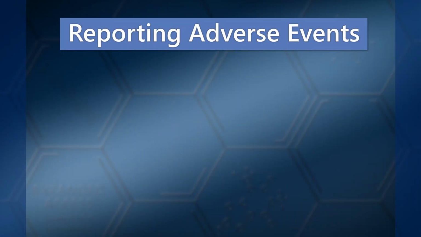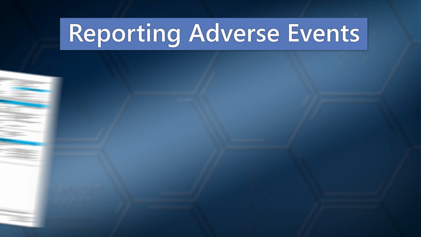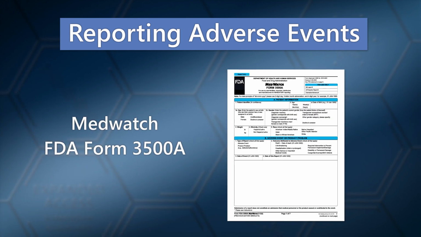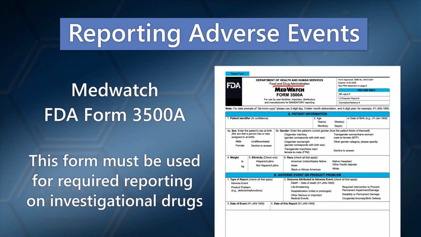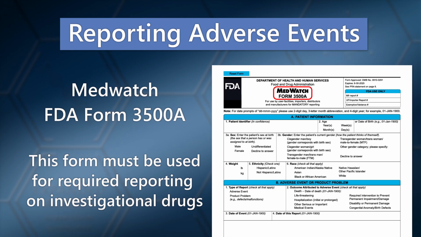So how do you report adverse events? The primary tool for this is the MedWatch form, FDA Form 3500A. Your IRB and the drug manufacturer may have their own versions of this form. For expanded access cases, make sure you use Form 3500A. This form is specifically for the required reporting on investigational drugs.